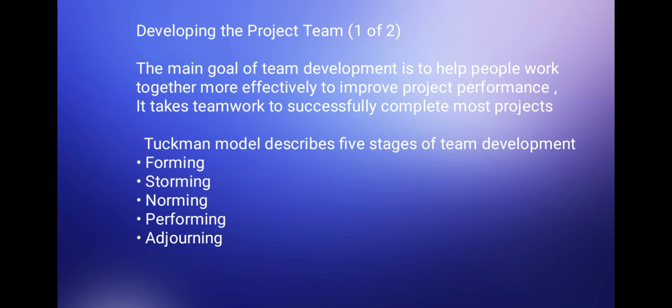Next is developing the project team 1 of 2. The main goal of team development is to help people work together more effectively to improve project performance. It takes teamwork to successfully complete most projects. Tuckman model describes 5 stages of team development: forming, storming, norming, performing, and adjourning. So, the goal of developing the project team is to help people work better together.